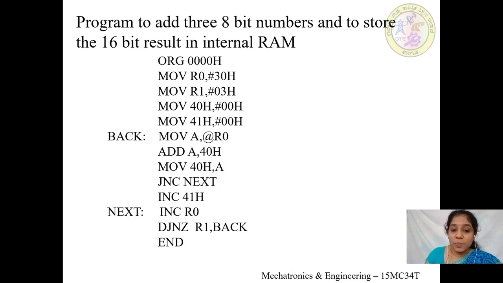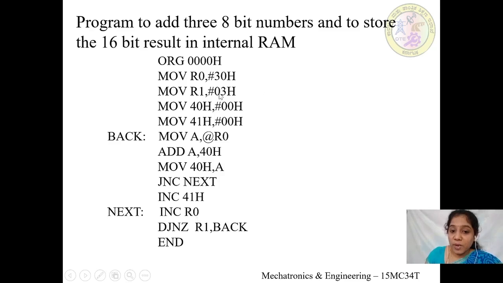So what is the loop? Again, we have to perform the addition. We will take the next data, and after taking the next data, we will add the previous data with the present data, and then we will store the data and again check for carry. If there is carry, then we have to increment 41H. If there is no carry, then we skip this, and next we will point to the next memory location. In the next memory location, we will have the data.